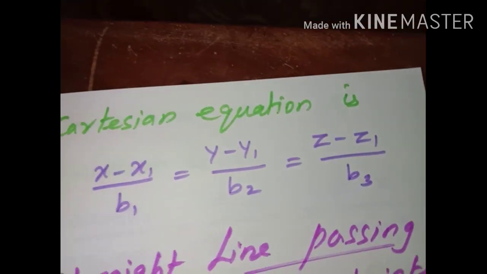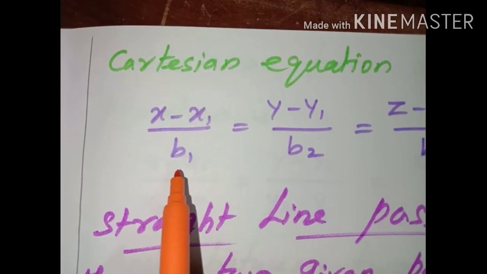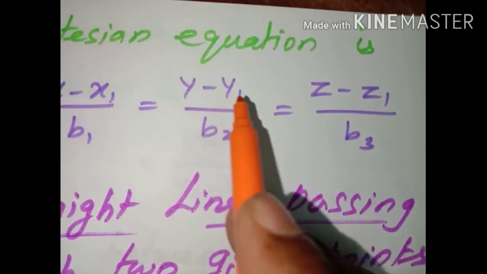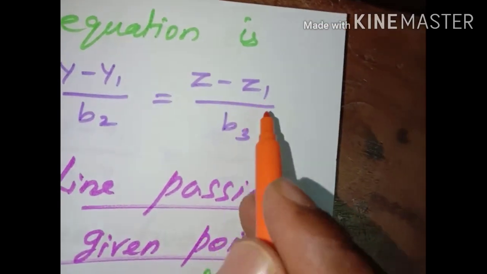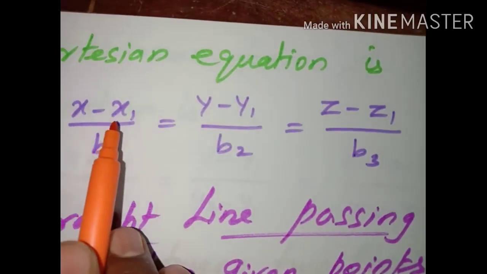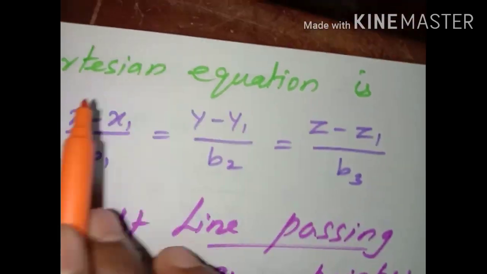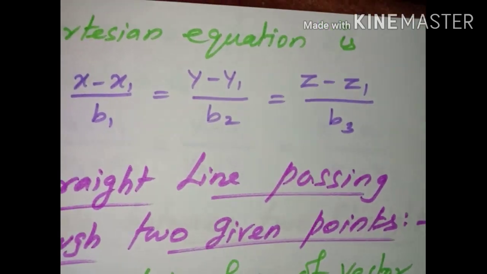Now the next point, the Cartesian equation. The Cartesian equation is (x minus x1) divided by b1 equal to (y minus y1) divided by b2 equal to (z minus z1) divided by b3. Here x1, y1, z1 is a point, and b1, b2, b3 is a vector.